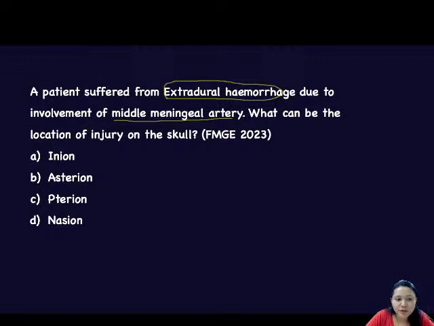So what is the location? The location is your pterion. This is the correct answer.